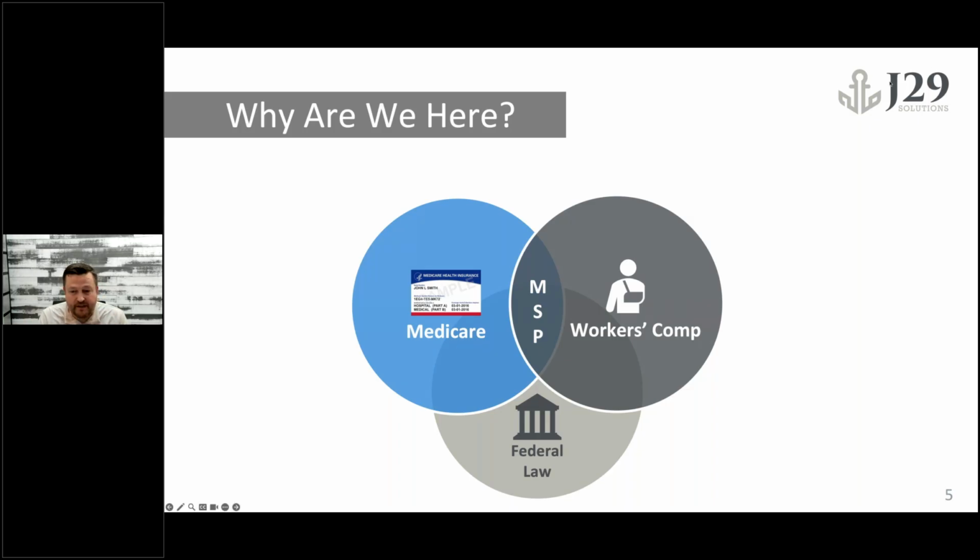And there's really nothing else like this in our space where we see the convergence of these three things. So that's why we're here. And you can go to the next slide.